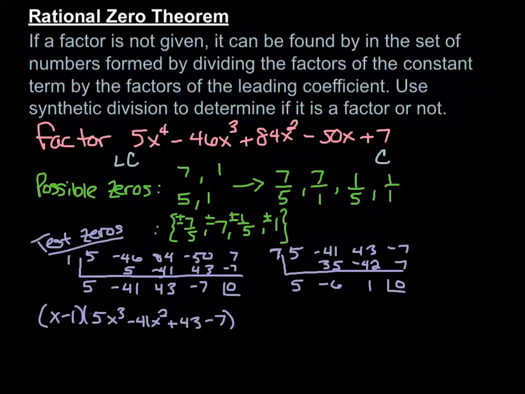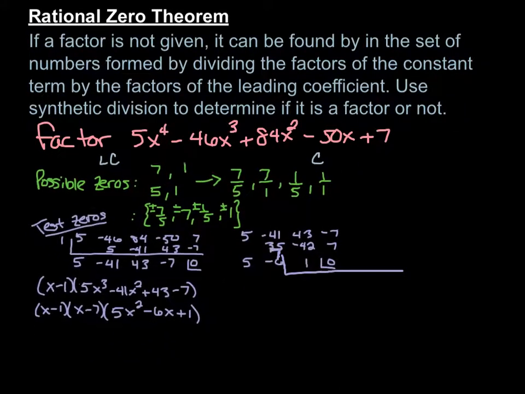Okay, so now our new factored version is going to be x minus 1 times x minus 7 times this new polynomial. And that is a quadratic. This is a quadratic, so that can be factored. Let me make that a little smaller.